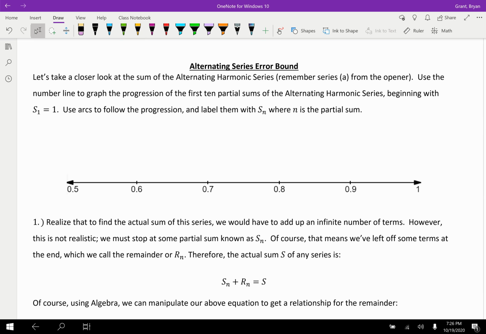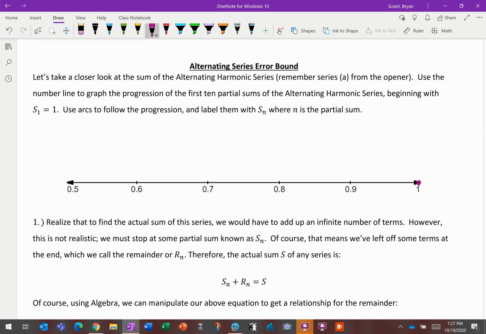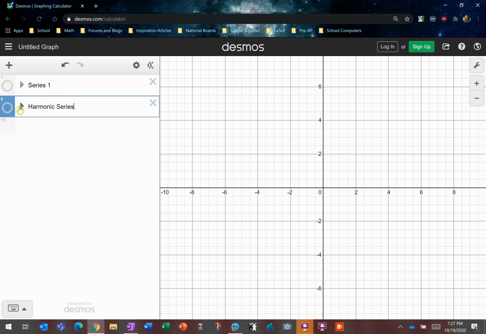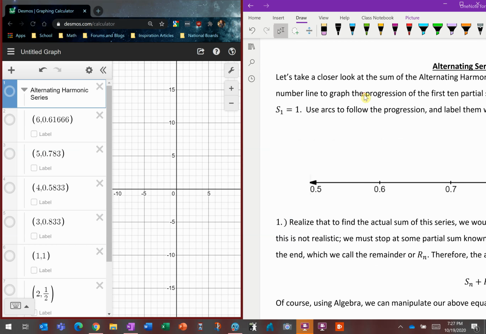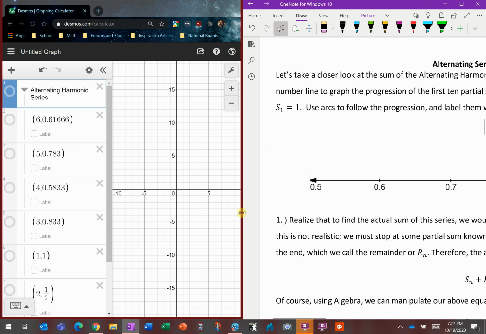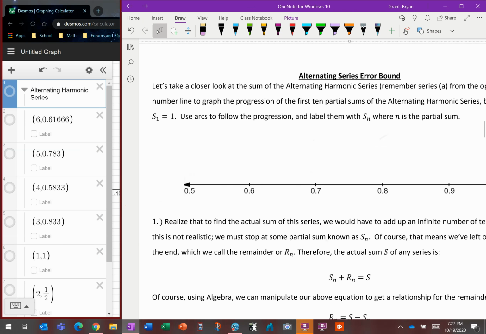So we're going to go ahead and use a number line to graph the progression of the first 10 partial sums, beginning with the first partial sum of 1. So my first partial sum was right here. That was 1. And actually, I'm going to jump back to Desmos here and expand my, we can rename this now. This is now the alternating harmonic series. Okay, looks like this. And we're going to try and see if we can do both of these at the same time, and I think we'll be pretty successful here. There we go. We'll zoom out a bit.